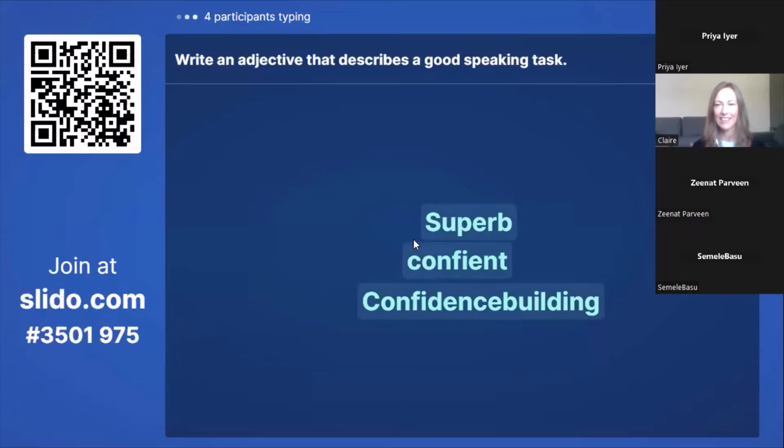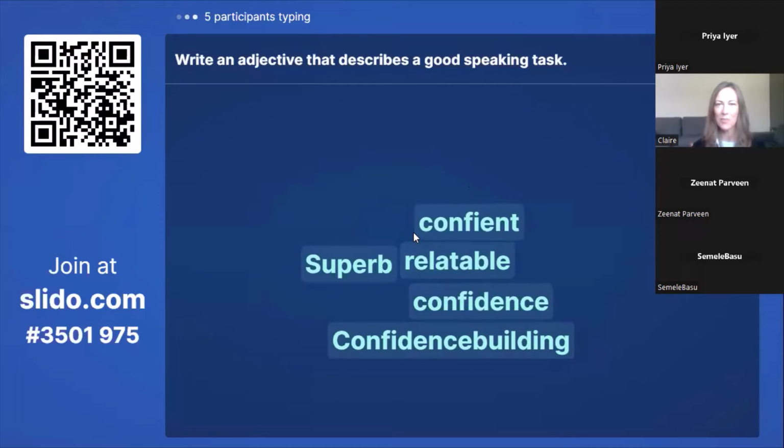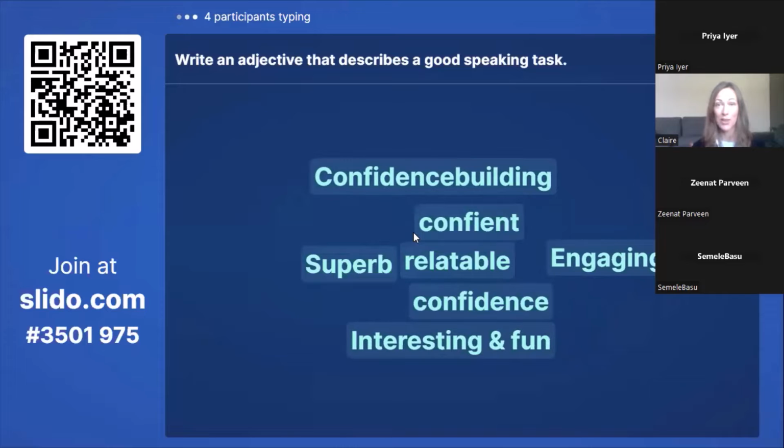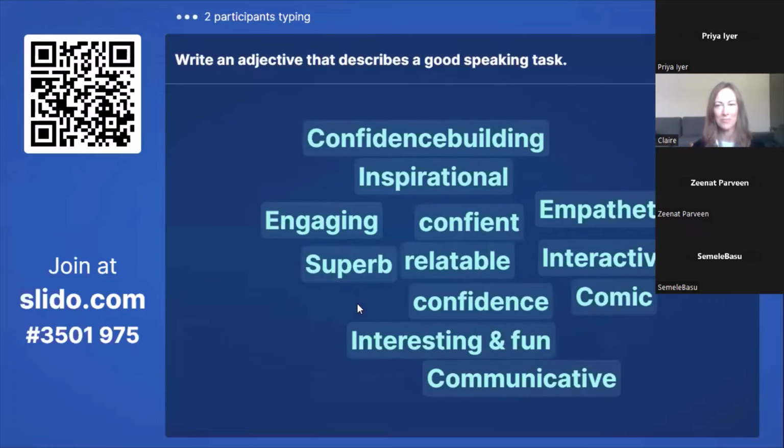Okay, great. All right, so keeping these adjectives in mind, and you can keep looking at this if you like and go back to it later as these appear. I see confident is coming up a lot. So maybe a good speaking task builds confidence, perhaps. Lovely. All right, well done. You made it into the task there.